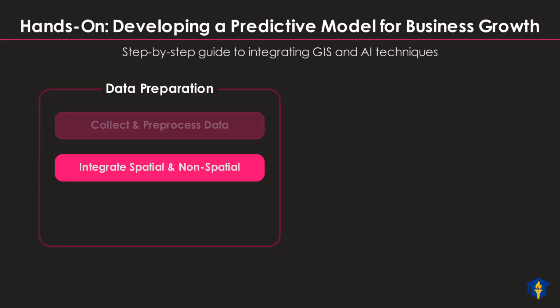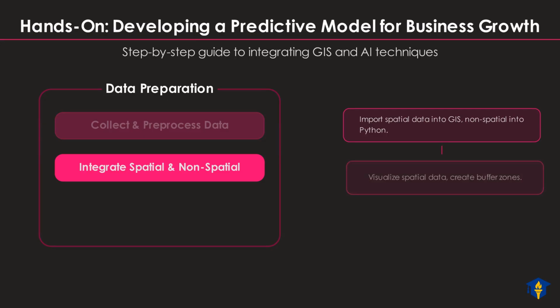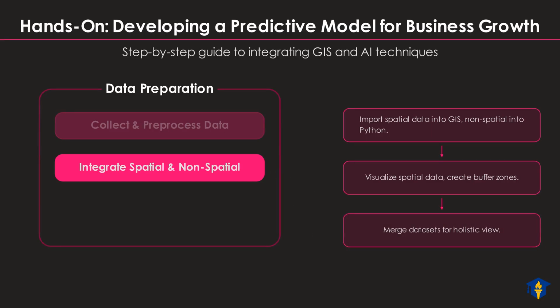The next major step is to integrate both spatial and non-spatial datasets seamlessly. This means importing spatial data into GIS and non-spatial data into Python for analysis. We visualize spatial data on maps and create buffer zones around key locations for context. Finally, we merge these distinct datasets to achieve a comprehensive and holistic view.